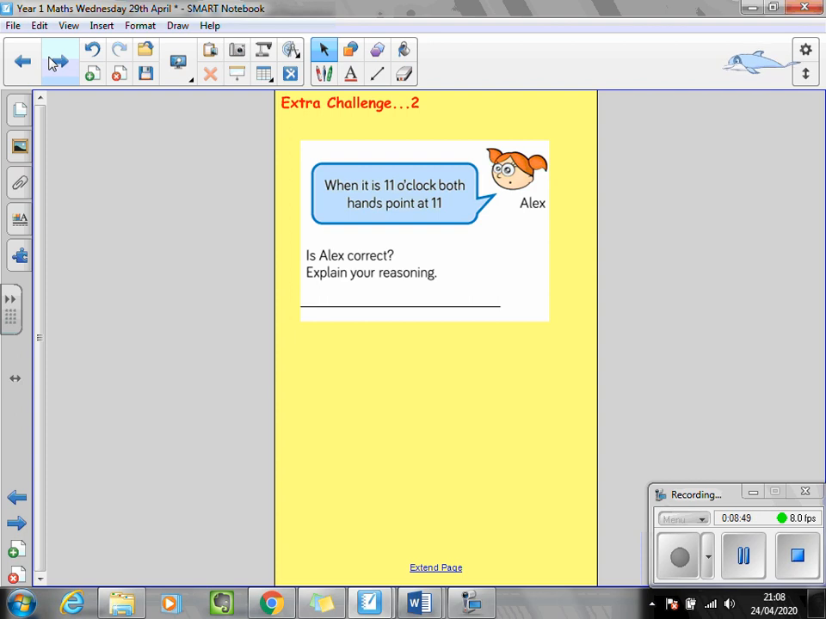Extra challenge 2. Alex says, when it is 11 o'clock, both of the hands point at 11. So she means the minute hand and the hour hand both point at 11. Is Alex correct? Explain your reasoning.